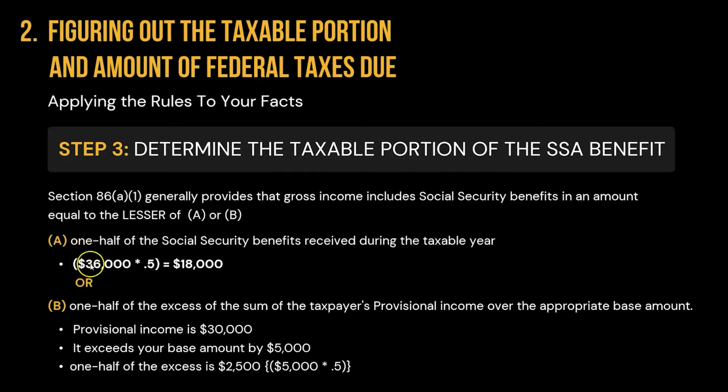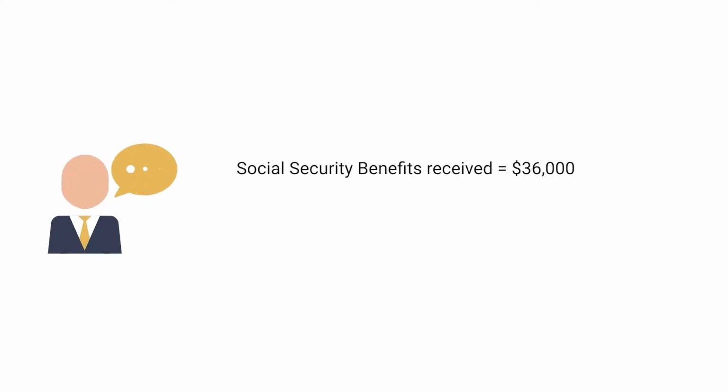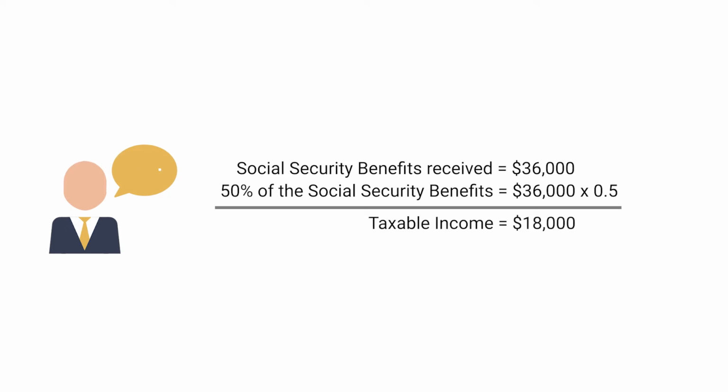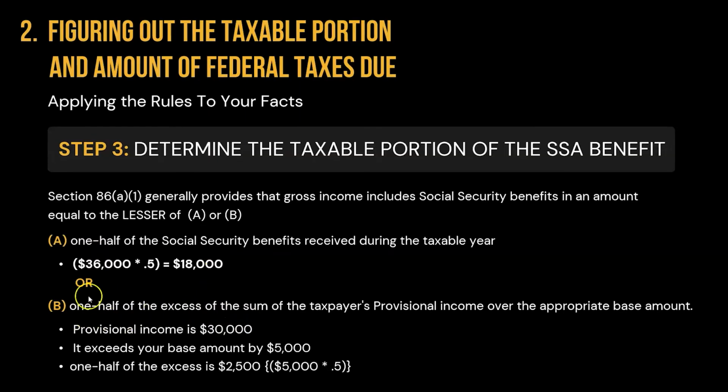It says that 1/2 of your Social Security benefit received during the taxable year. So what was the Social Security benefit he got? He got 36,000. So when you multiply 36,000 by 50% or 0.5 or divide it by 2, you get 18,000. So far we have the value in A being 18,000. And then B is where the complication is. So follow me right here. We're trying to calculate B because whatever is the lowest between A and B is what we pick to be the taxable portion of your Social Security.